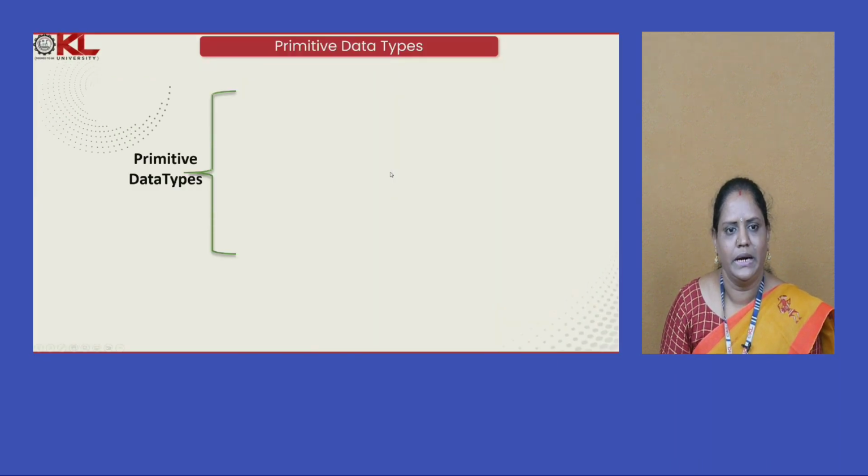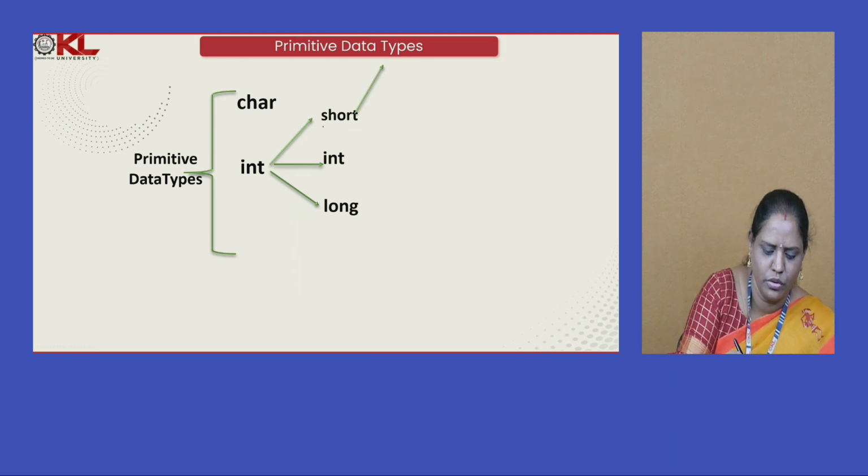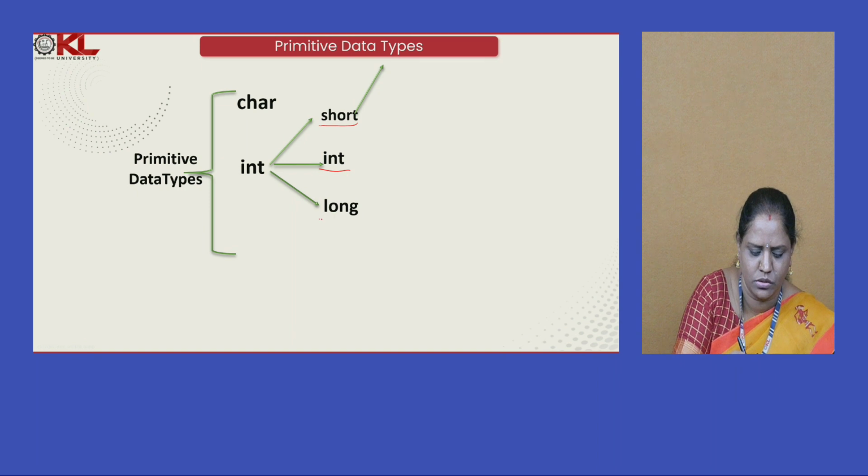Now primitive data types, we already discussed this. These are also called basic data types in C programming. Under primitive data types we have char and int. Under int again we have three types: short int, int, and long int. All these three types of integers are used to store integer type of values only.